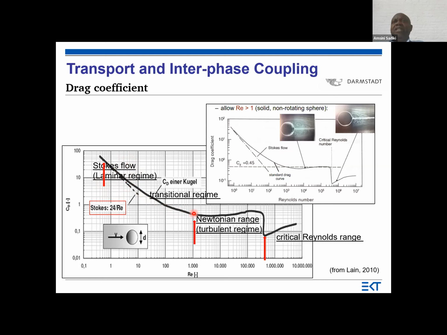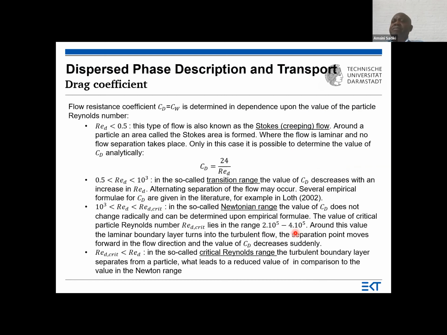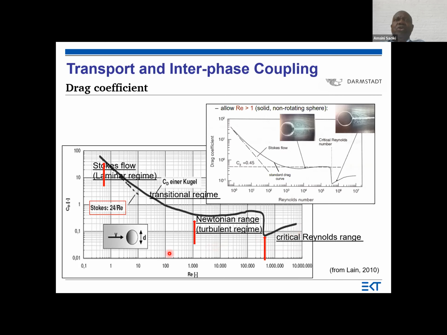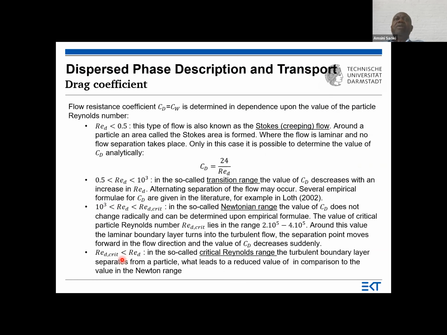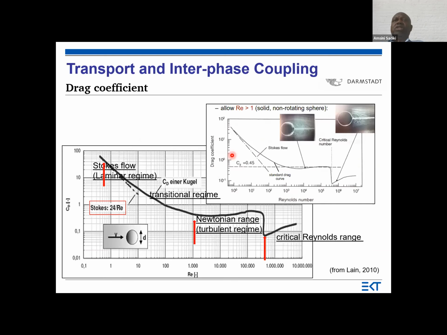And we have the so-called Newtonian region, the so-called turbulent one. And then we have the critical Reynolds range. In this area, we have another behavior. I classify everything here. First, up to 0.5 here, we can say if the particle Reynolds number is less than this, we have the Stokes or the creeping flow, and in this region CD is equal to this ratio that I show you here.